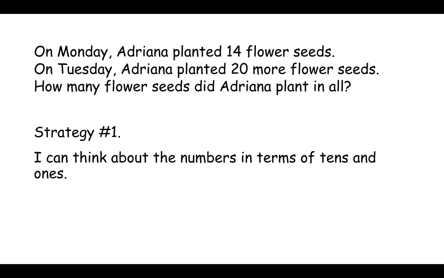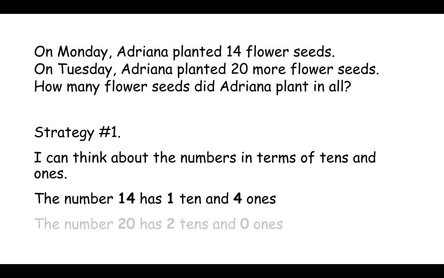I can think about the numbers in terms of tens and ones. So if we think about the number 14, it has 1 ten and 4 ones. The number 20 has 2 tens and 0 ones.